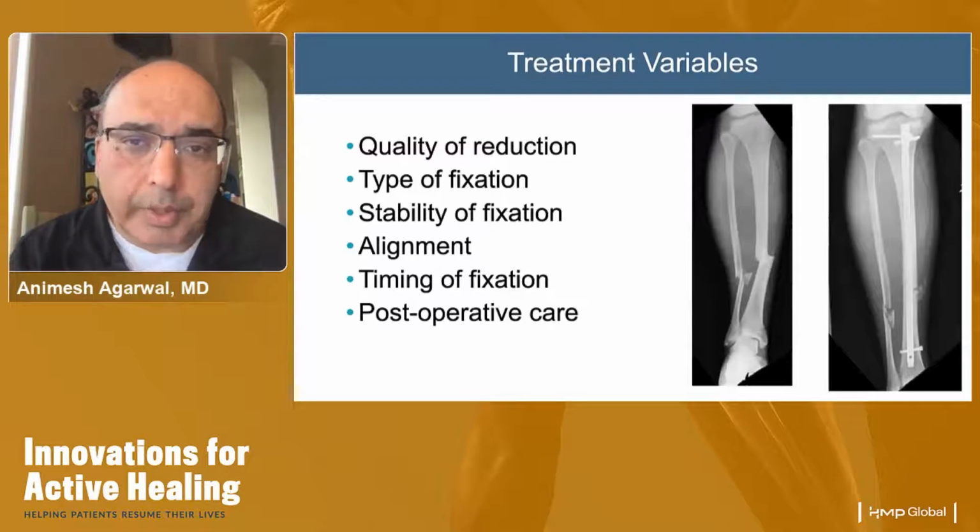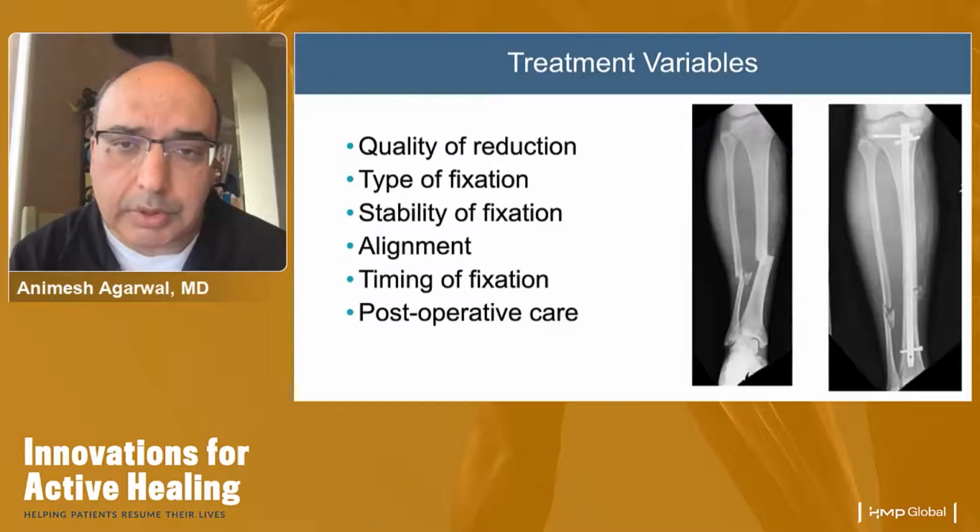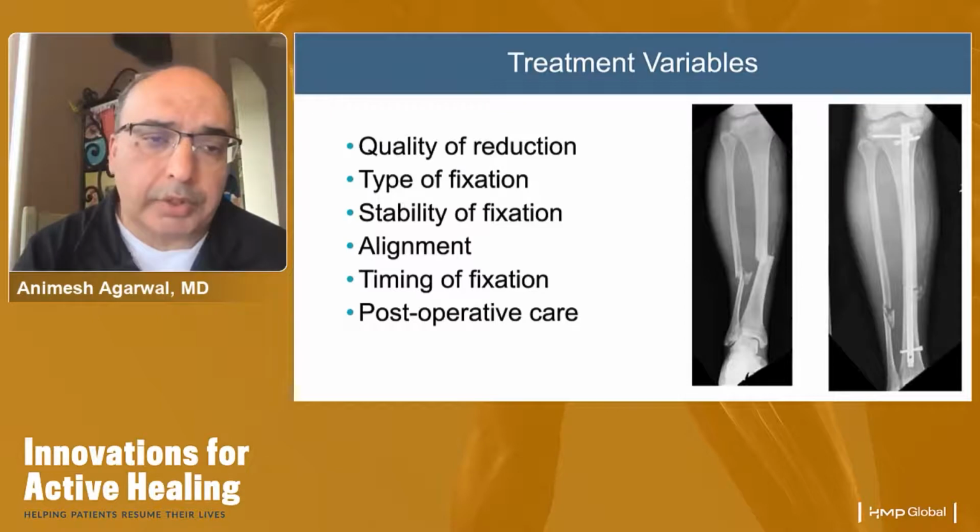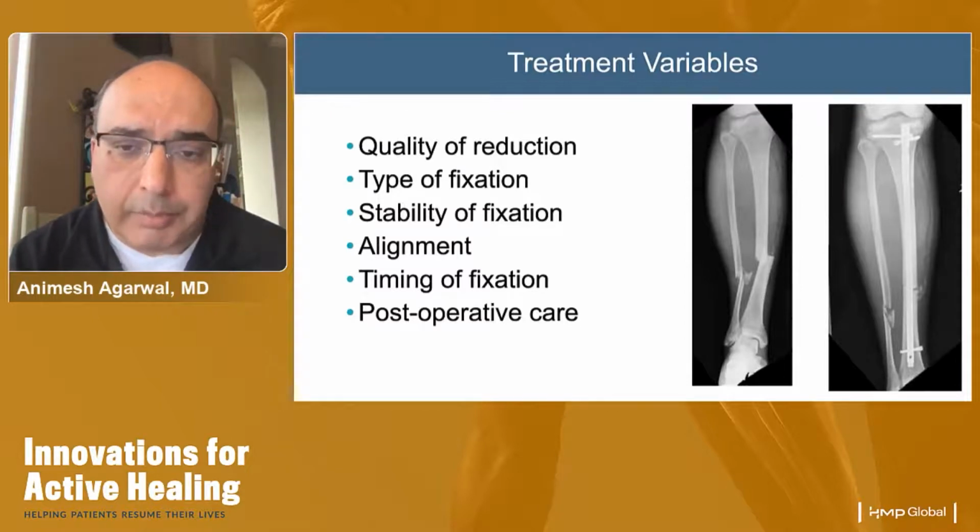And then the treatment variables. Again, this is what you as the surgeon or the treating physician are responsible for. So you want to get an anatomic reduction in terms of length, alignment, and rotation. However, for articular fractures, you want anatomic fixation and absolute stability. And again, that type of fixation will also determine how the fracture heals.